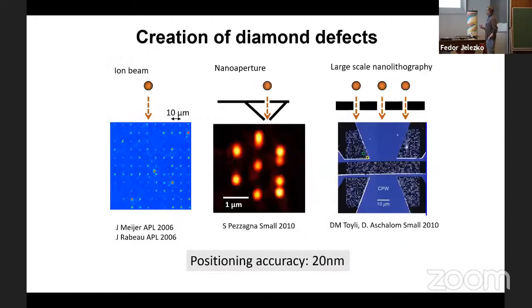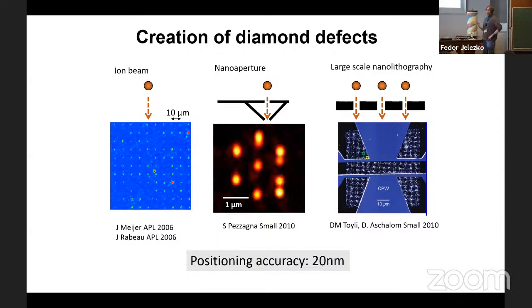What techniques can help? We have seen an array already during the first lecture. So this array has a distance between nodes on the order of 10 microns. That's not good enough. It's good to study single NV centers, but you need to bring them much closer.